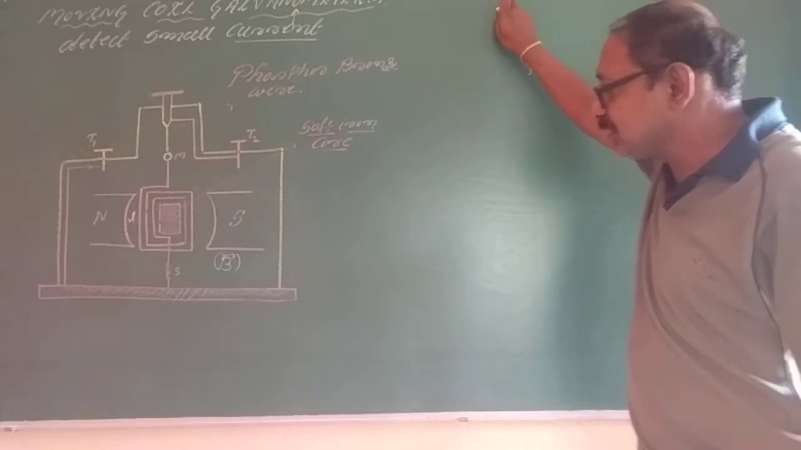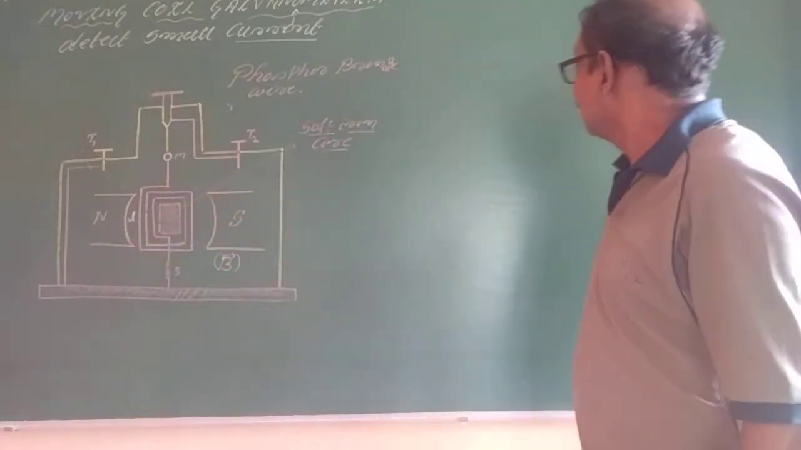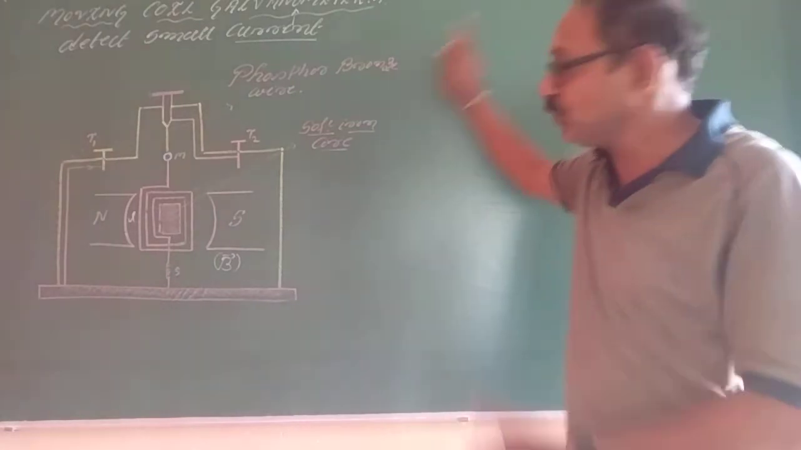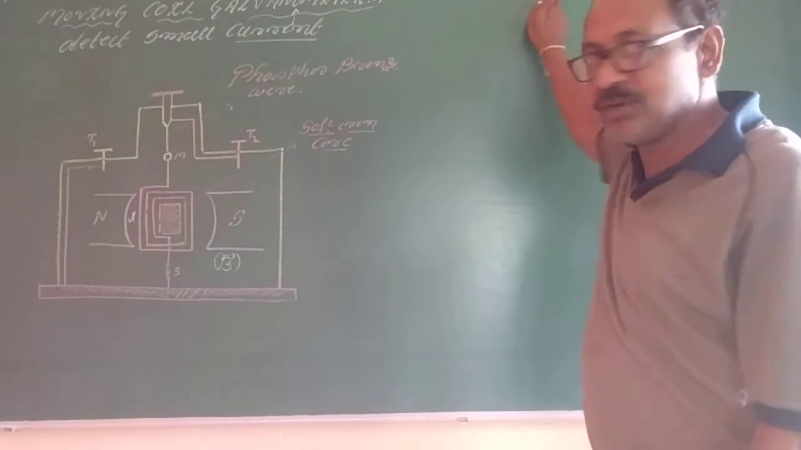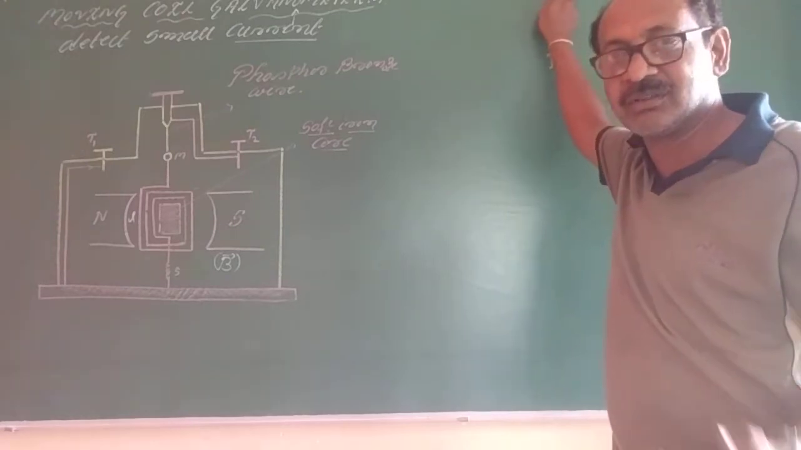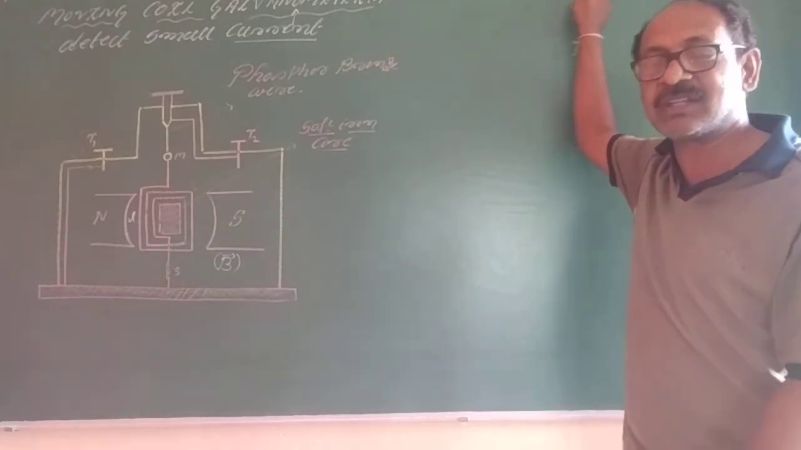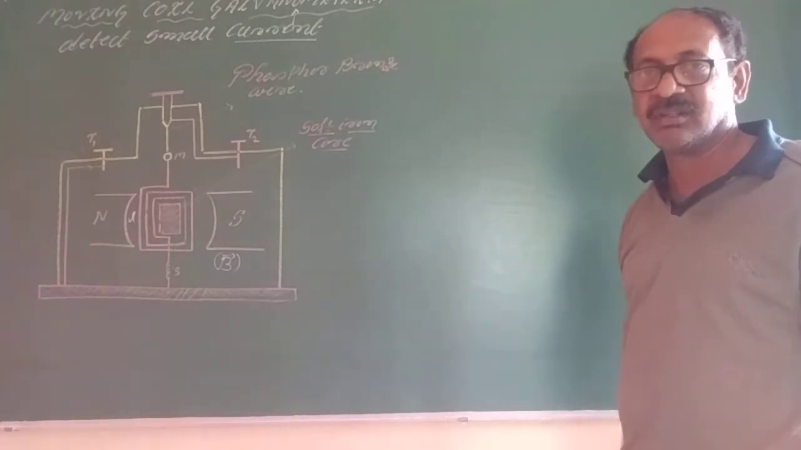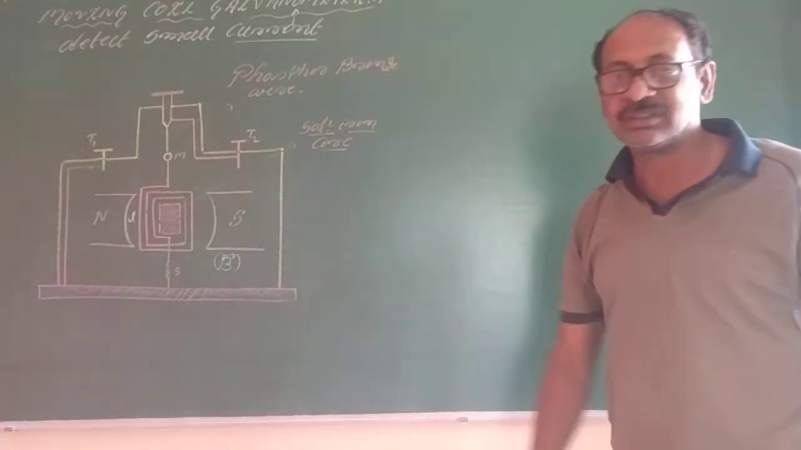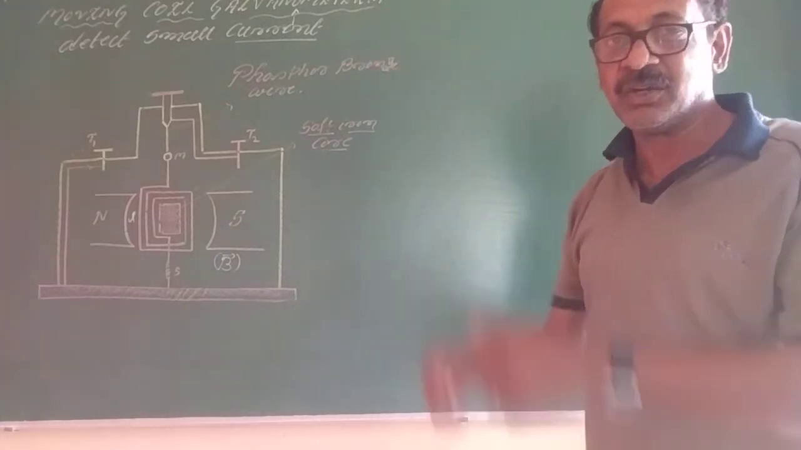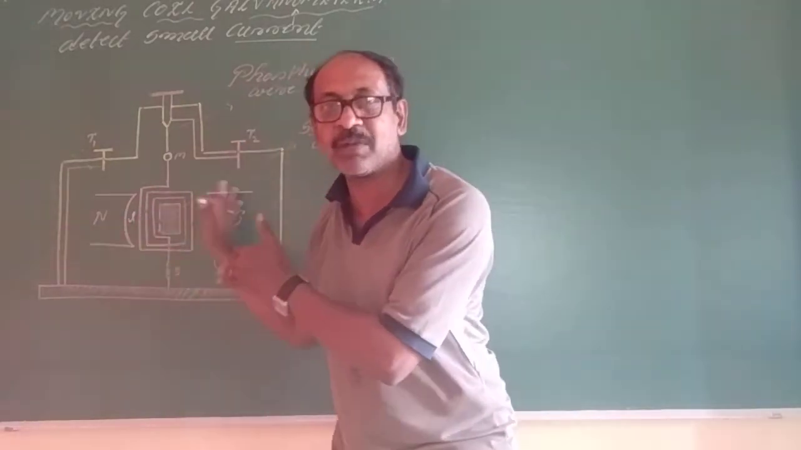N is the number of turns. I is the current flowing through it. A is the area of cross section. B is the intensity of the magnetic field, into sin theta. This is the torque which is exerted when this coil is kept in a uniform magnetic field.